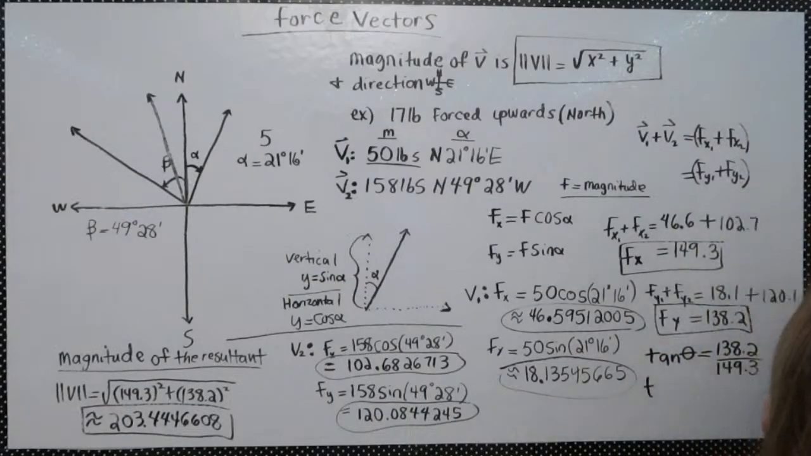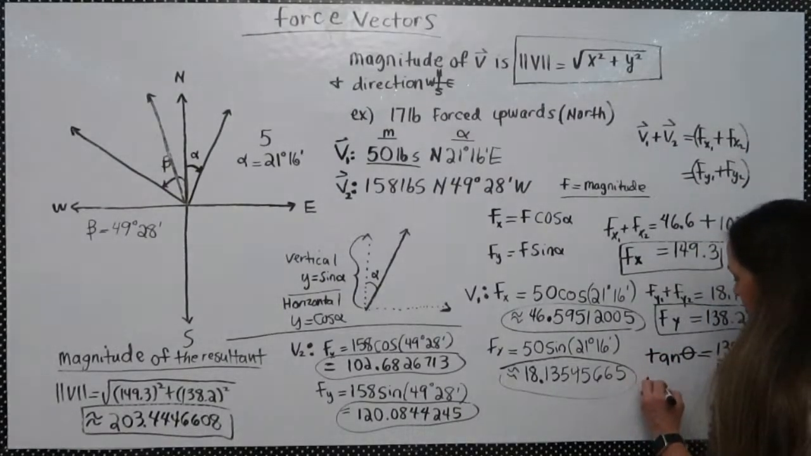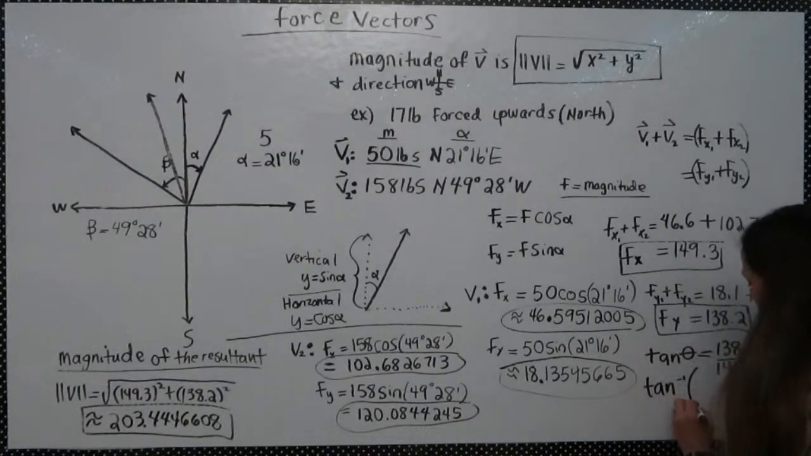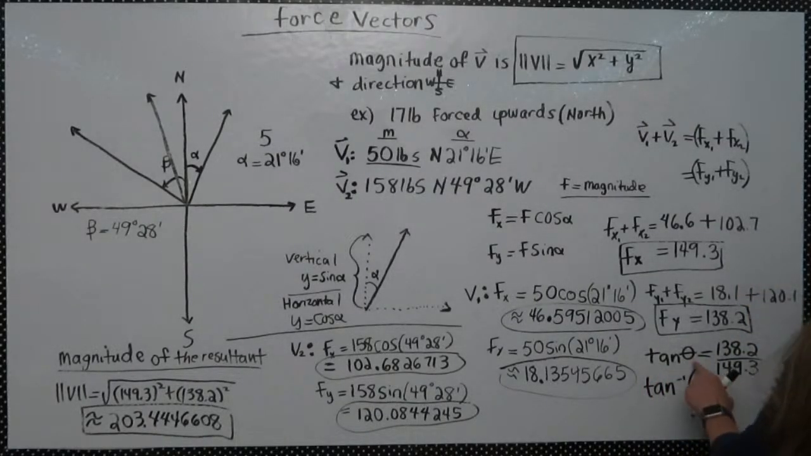So the inverse of tangent is going to be the inverse tangent function. So you got tangent inverse, and what tangent inverse is expecting into its parentheses here is an actual ratio. So you'll say 138.2 divided by 149.3. And then I will just plug this in the calculator and get an approximation. And so I have inverse tangent 138.2 divided by 149.3. And it's giving me a decimal.